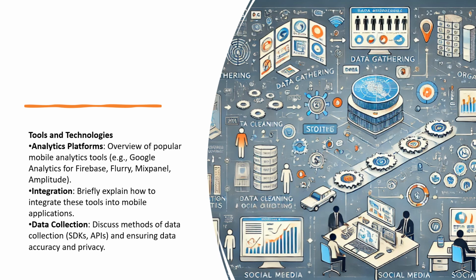Download the SDK for your chosen platform and integrate it into your mobile app's codebase. This often involves adding the SDK files to your project and initializing the SDK with your app's unique identifier.